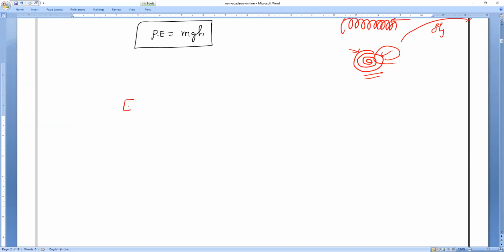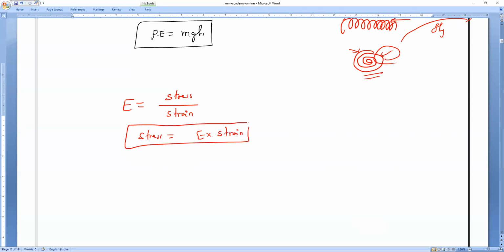We already studied that the modulus of elasticity, it may be Young's modulus or bulk modulus. What is the formula for elasticity, everybody? Elasticity is equal to stress divided by strain. From that, stress is equal to modulus of elasticity into strain. Please, all of you remember this. Then you can understand. Keep heading, all of you.